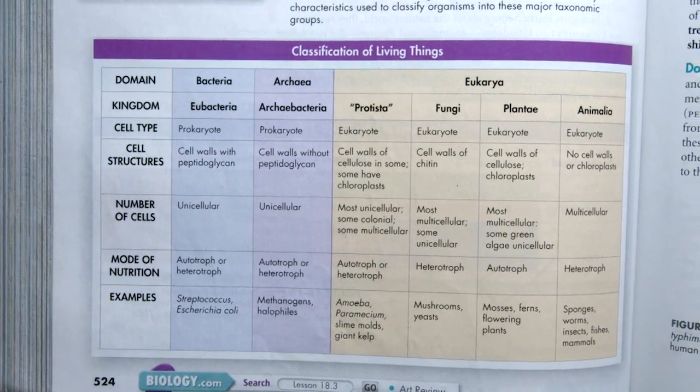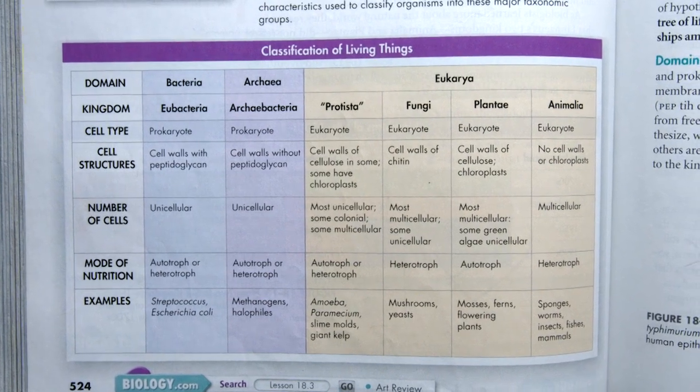Man, and I thought organizing my makeup was hard. So do they. Well, not your makeup, classifying animals.